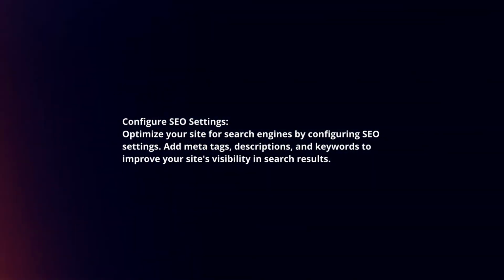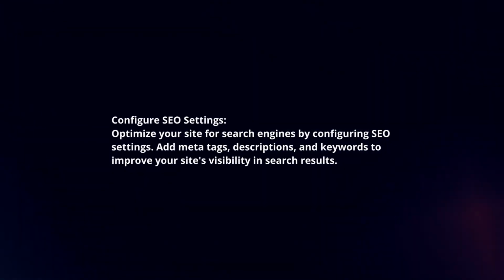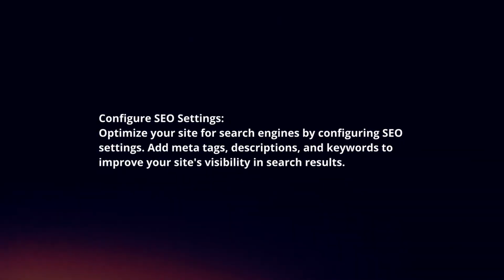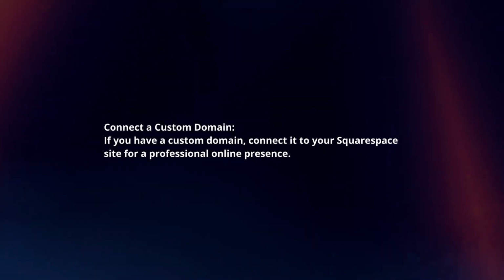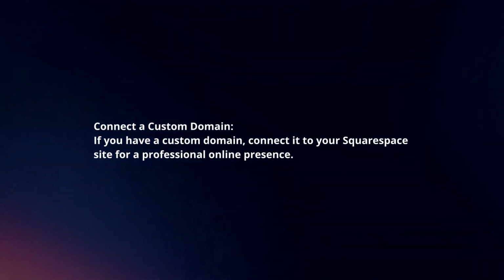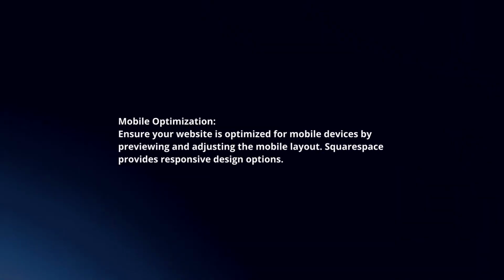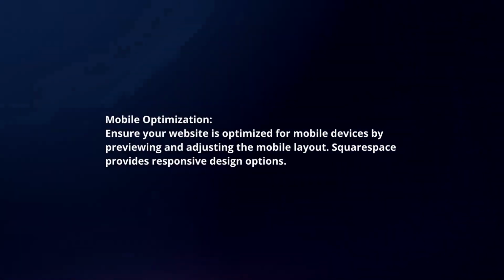Configure SEO settings. Optimize your site for search engines by configuring SEO settings. Add meta tags, descriptions, and keywords to improve your site's visibility in search results. Connect a custom domain. If you have a custom domain, connect it to your Squarespace site for a professional online presence. Mobile optimization. Ensure your website is optimized for mobile devices by previewing and adjusting the mobile layout.